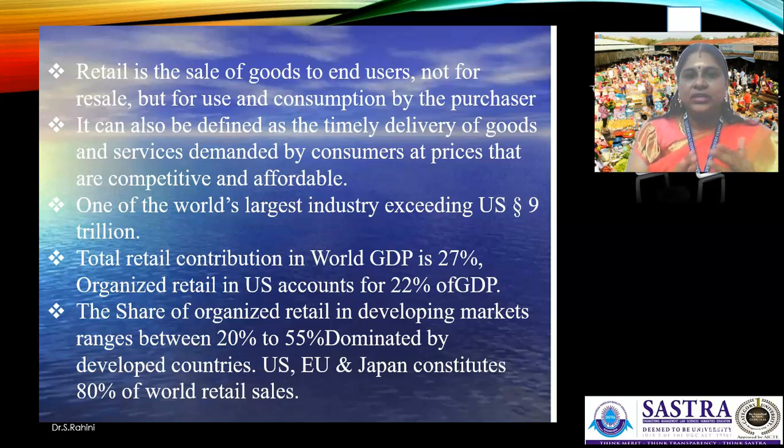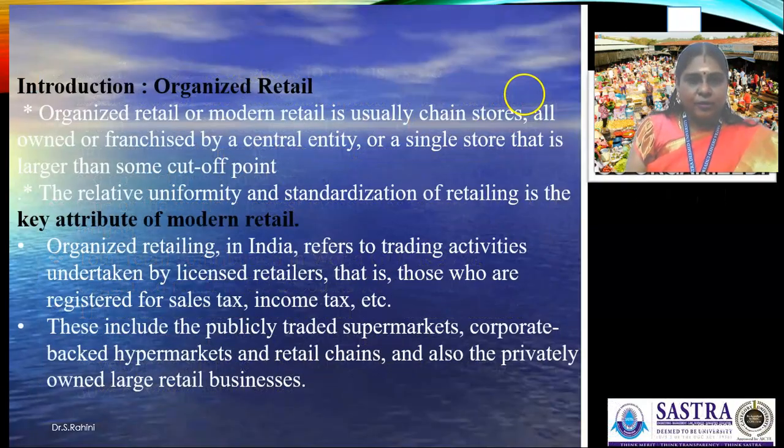So organized retailing in the US accounts for 22% of GDP. And I already discussed the Indian GDP contribution of the organized and unorganized retail sectors in the earlier videos. You can go through that. The share of organized retailing in developing markets ranges from 20% to 55%, dominated by developed countries. The US, European Union and Japan constitute 80% of the world retail sales. Now China is also participating in world retail contributions.